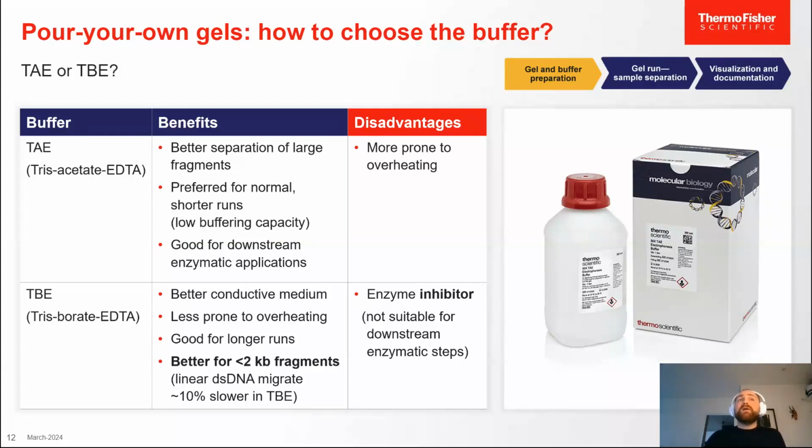But if you have downstream applications, say you're going to do cloning, or some other type of related enzymatic reaction with your fragment, then TBE is going to inhibit those reactions, and your output is probably going to be very, very low. So for those applications, when you have downstream enzymatic reactions, Tris-acetate-EDTA buffer is far more suitable. And for a reason, it's also the most commonly used buffer for electrophoresis overall.